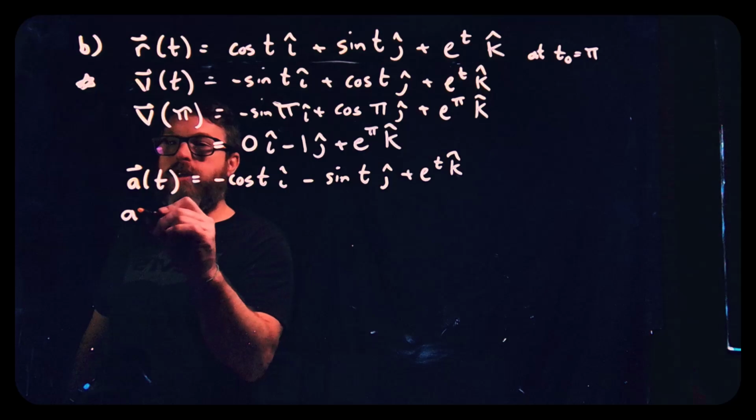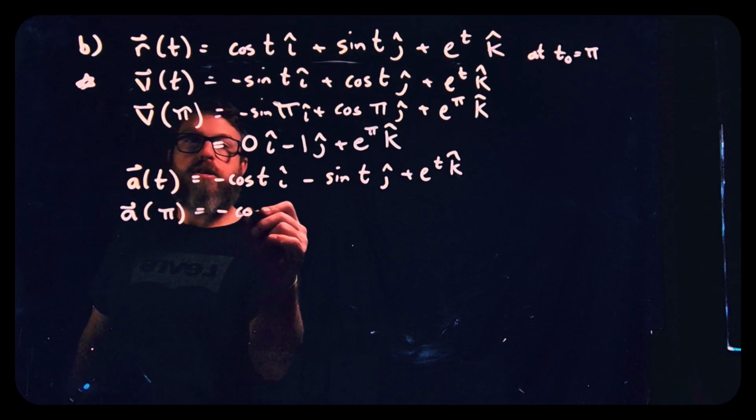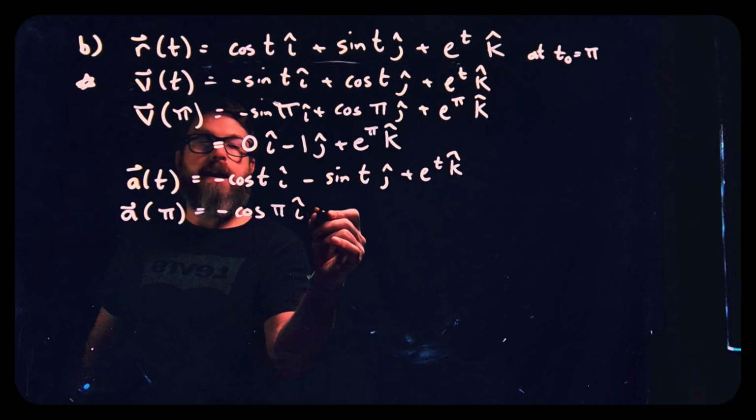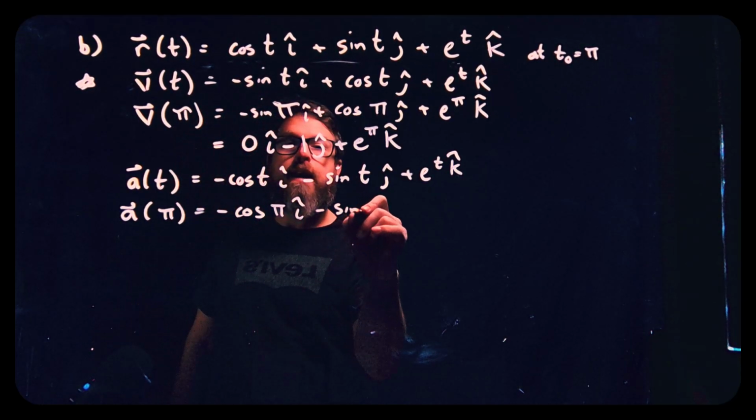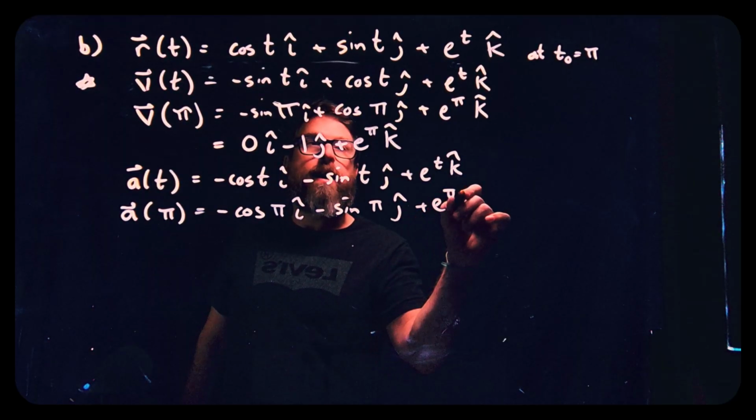Now, the acceleration at pi is going to be minus the cosine of pi i minus the sine of pi j plus e to the pi k.